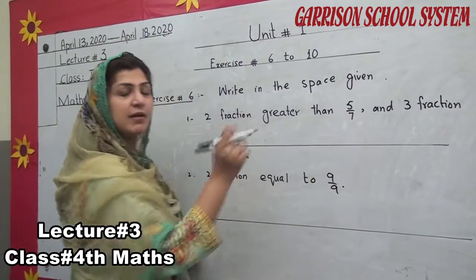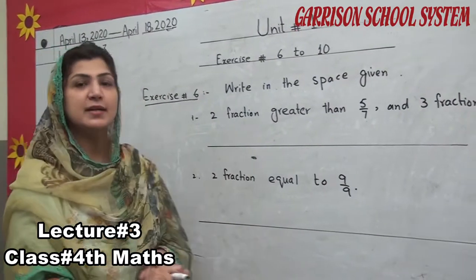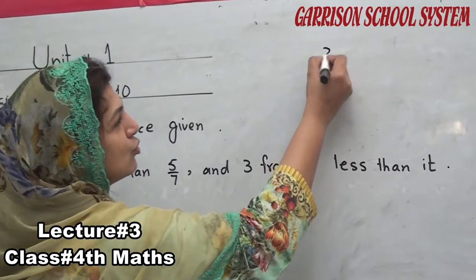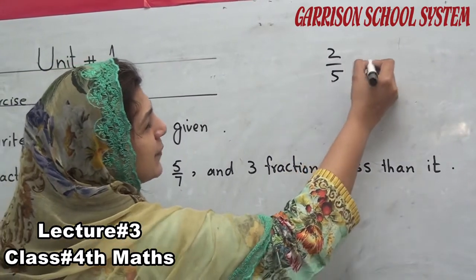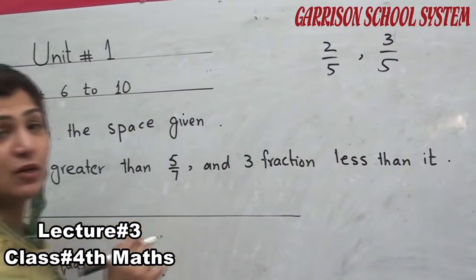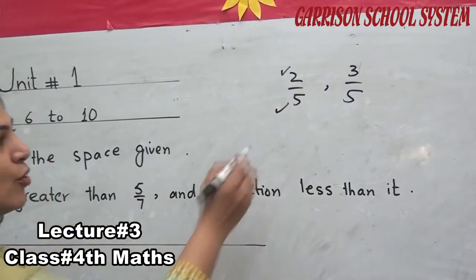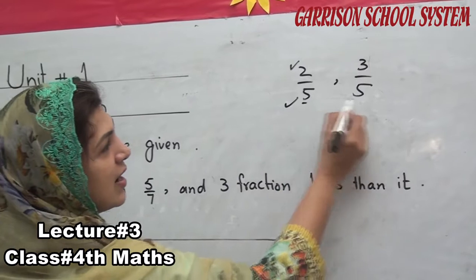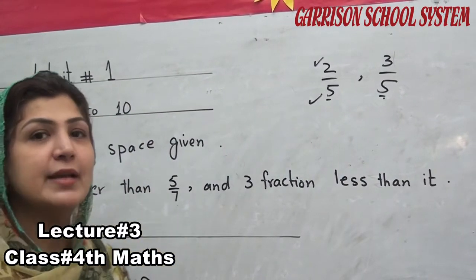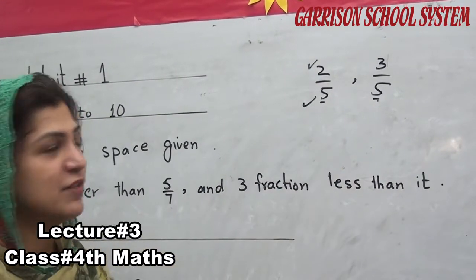So how can I write? Students, we know if the denominator is the same between 2 fractions, for example, we have 2 by 5 and 3 by 5. Look at this. These are the numerators and these are the denominators, and the denominators are the same. So when the denominators are the same, we can easily find out which is the greater fraction and which is the lowest fraction.